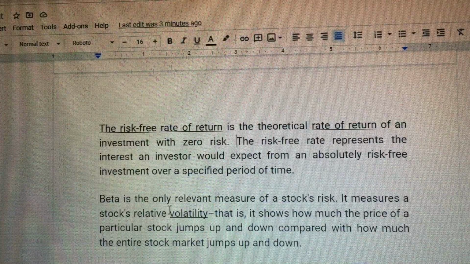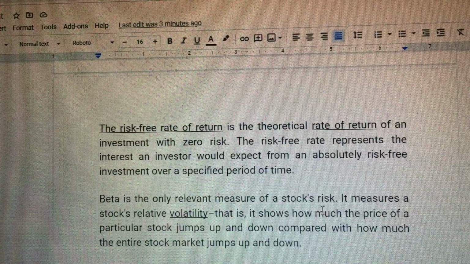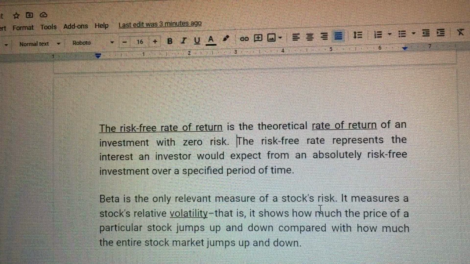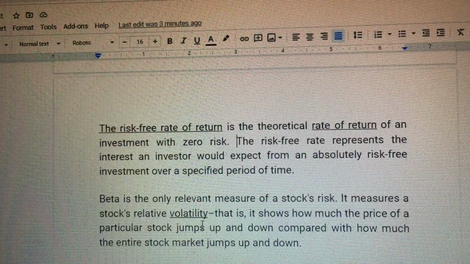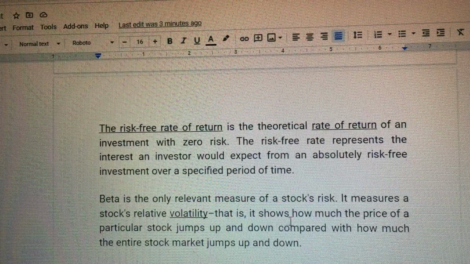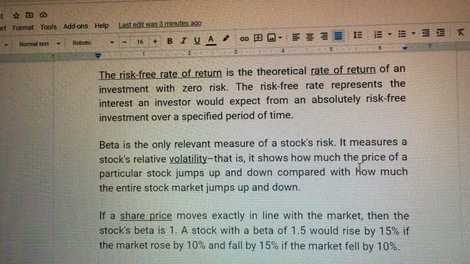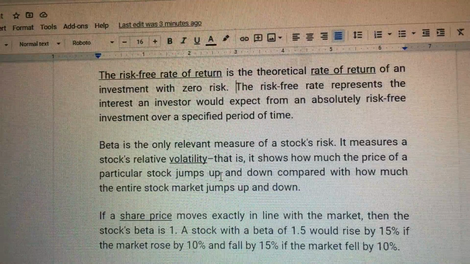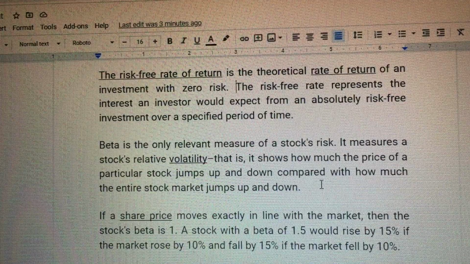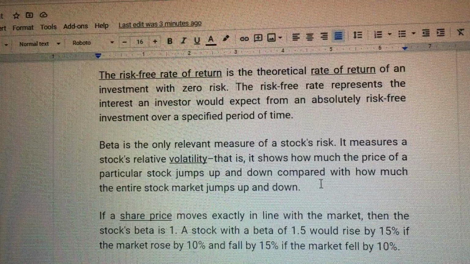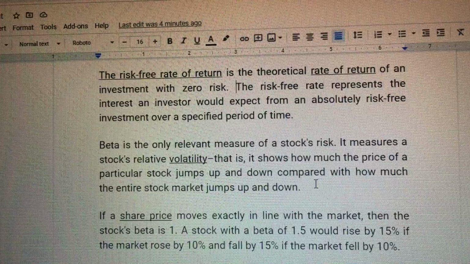Beta, the beta is the only relevant measure of stocks risk. So, beta, mao na siya ang gamiton para ma-measure ang risk sa stocks. It measures the stock's relative volatility. So, it shows kung how much the price of a particular stock jumps up and down kumpara sa pila ang pagsaka ug ang pagnaog sa presyo sa stocks.